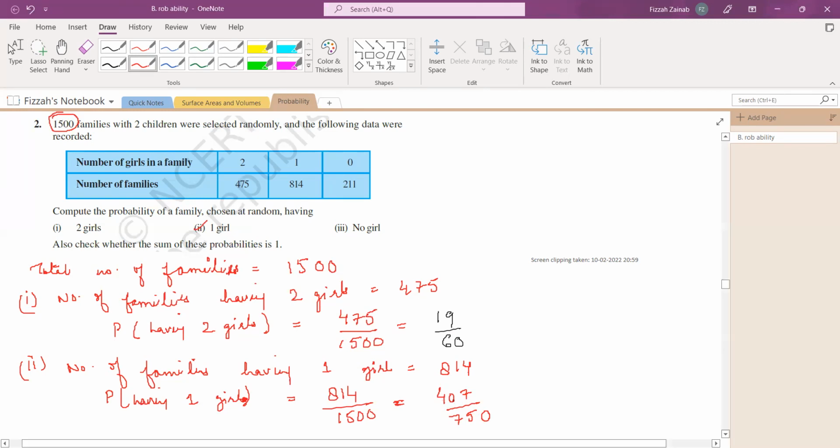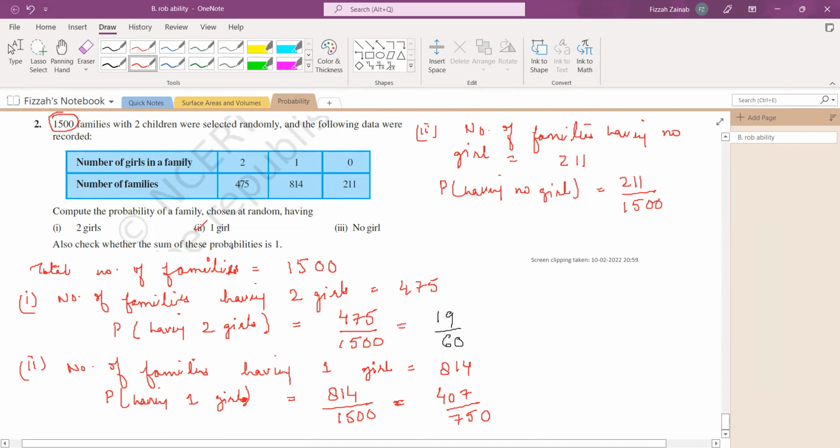Okay, then fine. Third part. Now having no girl. So write number of families having no girl. Okay, how many families are having no girl? 211 families. So probability of having no girl is equal to 211 divided by 1500. Now also check whether the sum of these probabilities is 1. So you have to do your check here.